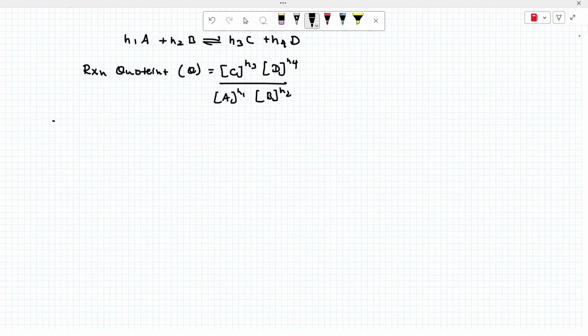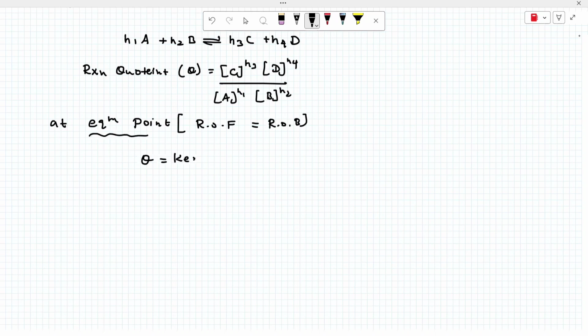Listen, at the equilibrium point, what is going to happen now? The rate of the forward reaction equals the rate of the backward reaction. At equilibrium, please understand, Q becomes K equilibrium, which means the equilibrium constant. What is the difference between Q and K equilibrium?